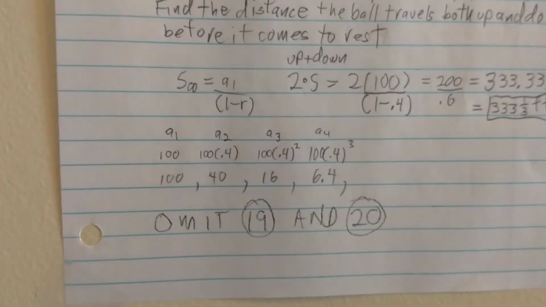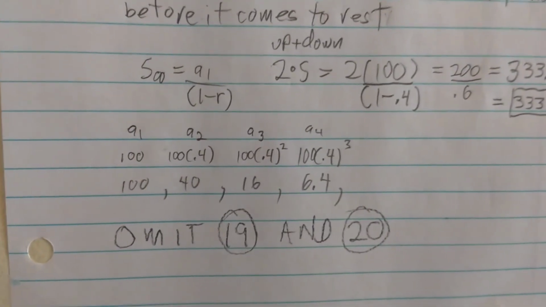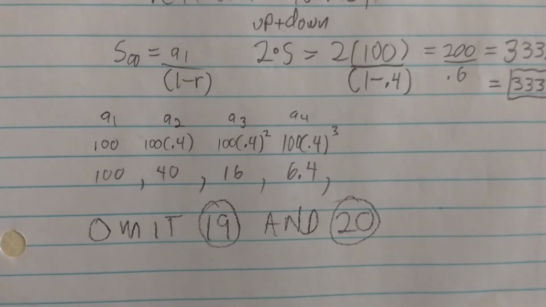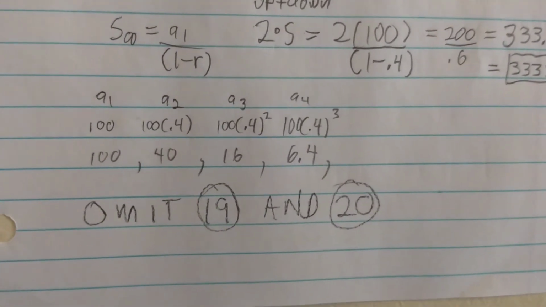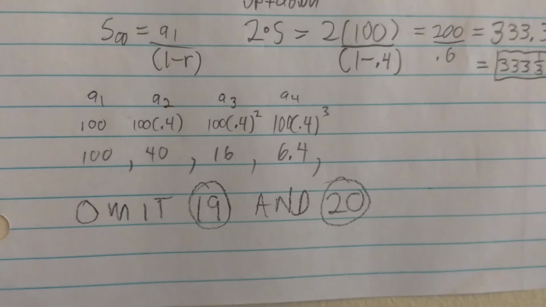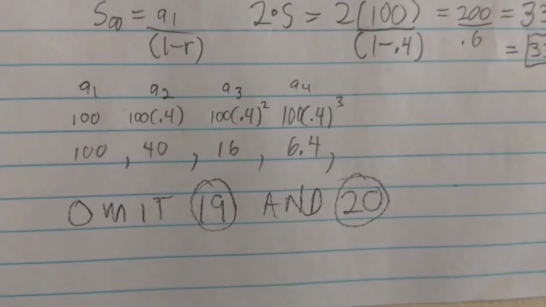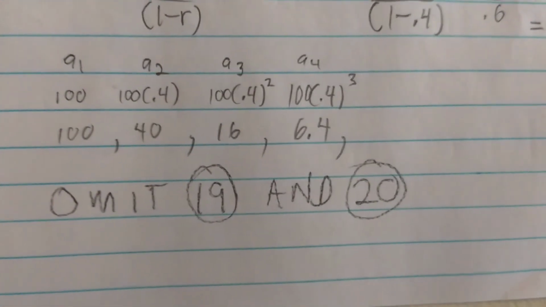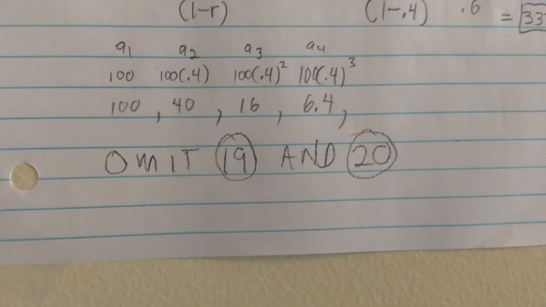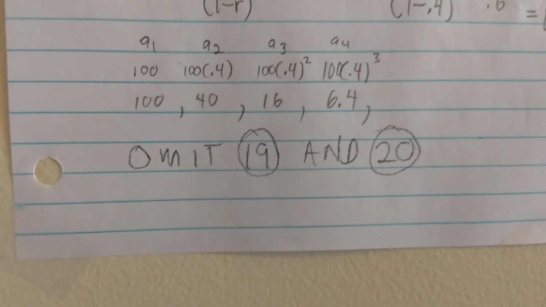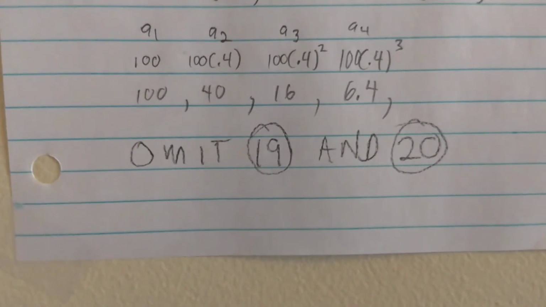Now to show you how this works, a1 is 100, a2 is 100 times 0.4, which is 40, a3 is 100 times 0.4 squared, or 16, and 100 times 0.4 to the third for a4 is 6.4. We're going to omit 19 and 20, and I'll have the test ready for you tomorrow.